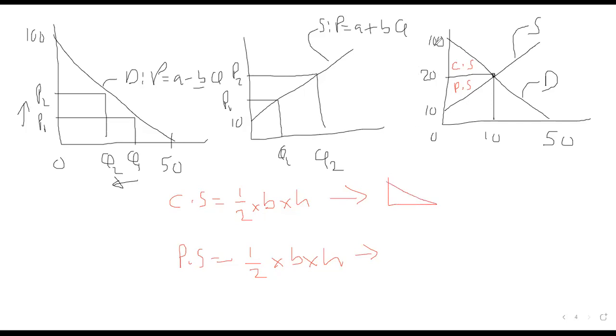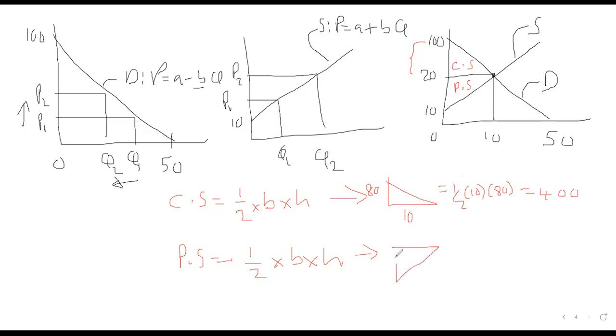the dimensions from 20 to 100, this is 80. So this is 80 there. Then from 0 to 10, this is 10. So to find the area of a triangle, we know it's half base times height. So half of 10 times 80, we get what? 400. So this is called our consumer surplus.